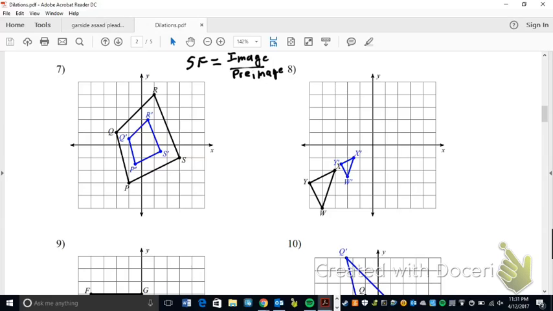So here we look at this and we see that Q prime, R prime, S prime, P prime is smaller than Q, R, S, P. So we know it's a reduction, which means we know that if we're doing this right, our rule or scale factor will be less than 1. Now how we set that up is we know that our scale factor is going to equal x prime over x, y prime over y.